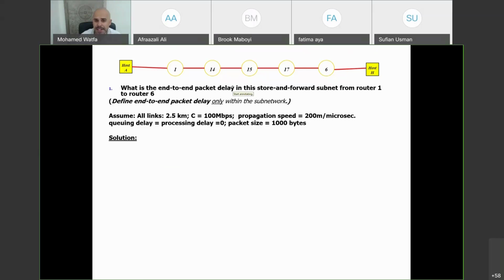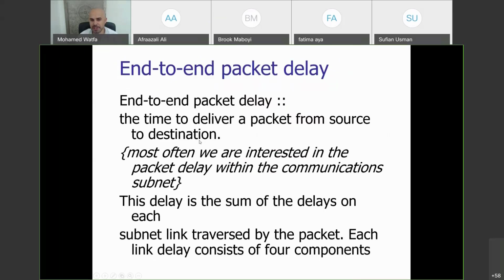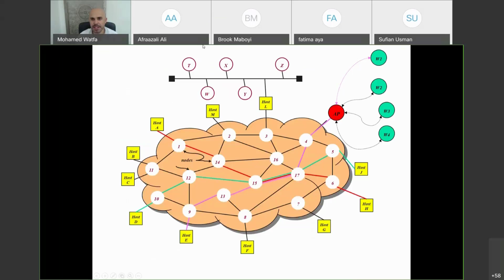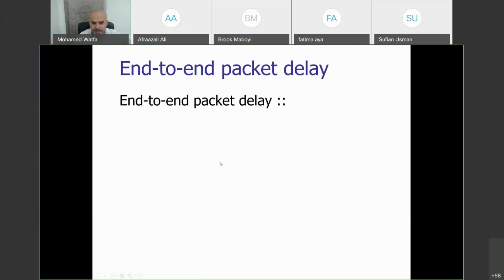What is the end-to-end packet delay in this store and forward from router 1 to 6? This is what we had in the picture. Remember it? Let's go back to the picture. A to H. This is what we're looking at, guys. So instead of looking at the whole picture, we drew it for you in a linear way to see the picture nice and easy in front of you. Our job is now to analyze the end-to-end delay. Let's go ahead and do it.